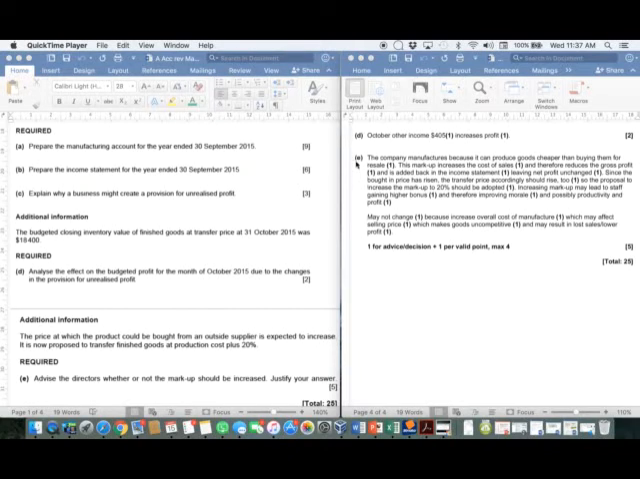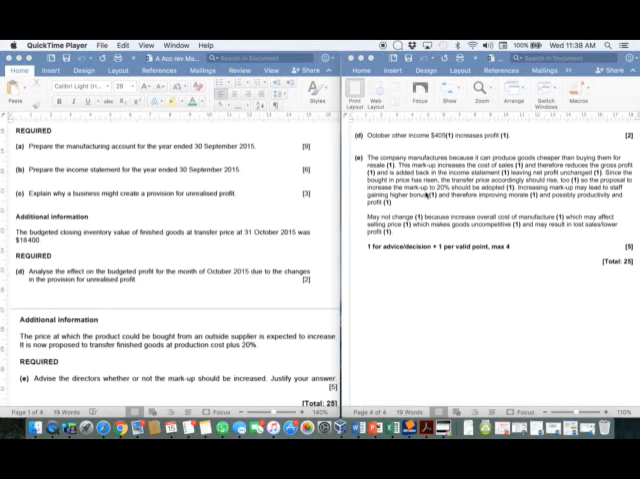So you could argue that the company manufactures because it can produce goods cheaper than buying them for resale, and this markup will then increase your cost of sales and therefore reduce your gross profit. It's added back in the income statement, leaving your net profit unchanged. So that is just an explanatory introduction to what we are doing and why we are doing it. And you can put any of those points in, as long as it's, again, backing up the argument that you make. In other words, that you want your markup that you use to be realistic. To me, that's really what it comes down to.